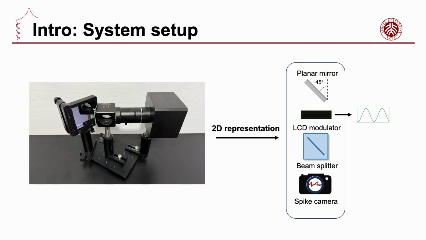For clarity, the system can be simplified into a two-dimensional top view. The planar mirror is placed at about 45 degrees. One view travels through the reflected path, while the other view travels through the direct path. The beam splitter combines the two paths on the same sensor, and the LCD modulator changes the transmittance over time to introduce a known temporal modulation cue.